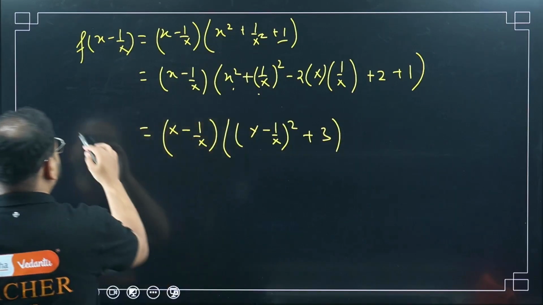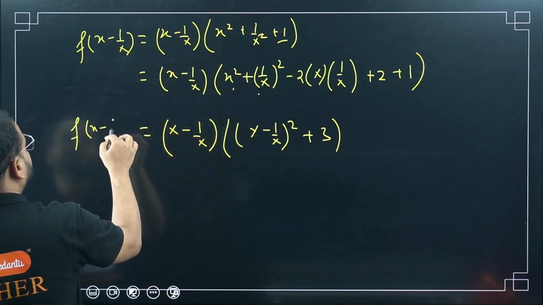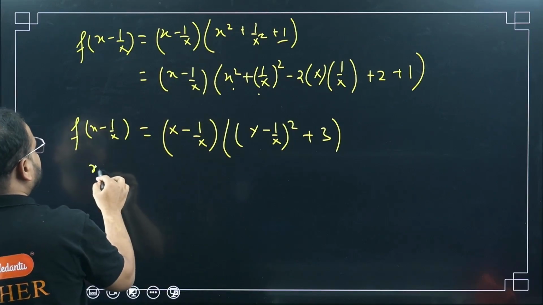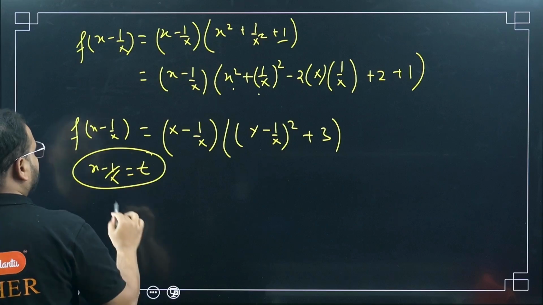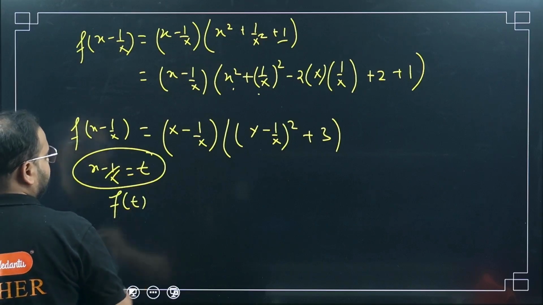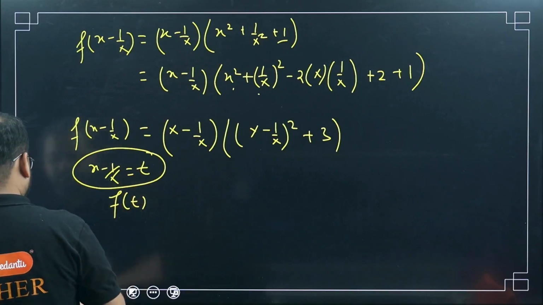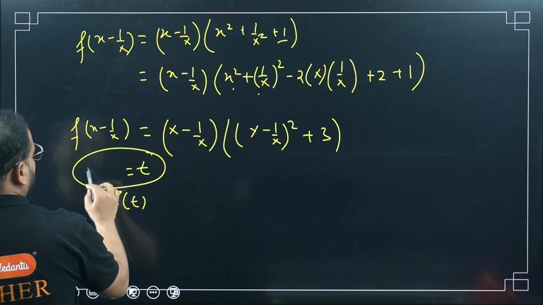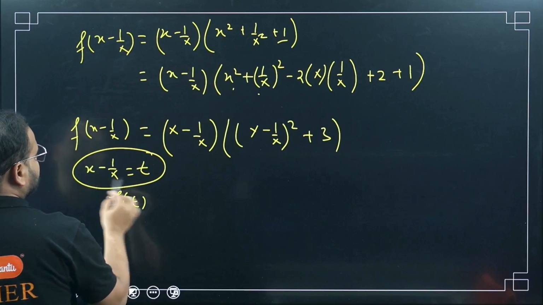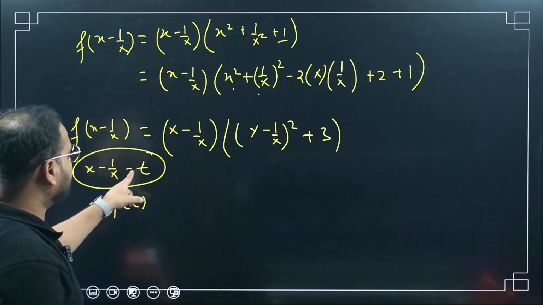Now do one thing. Replace this variable x minus 1 by x by a variable t. Replace this, please. What am I going to get? f of t. How much is this? I hope this is not difficult to read. I'm asking you to replace x minus 1 upon x as t.